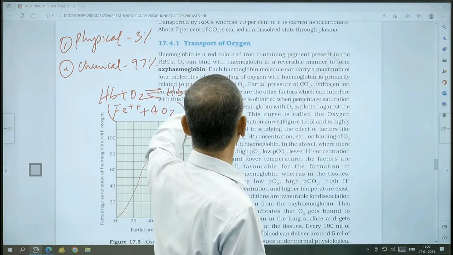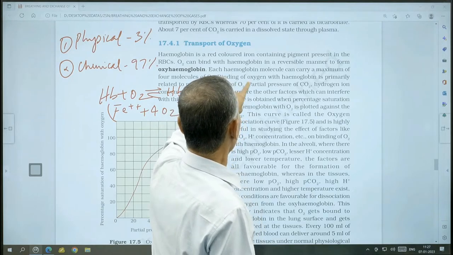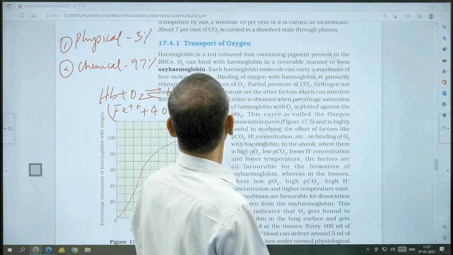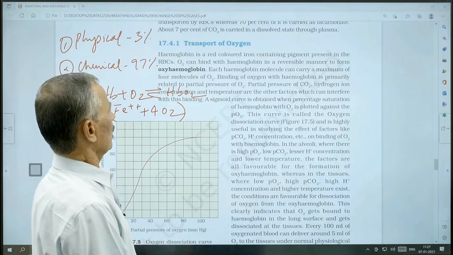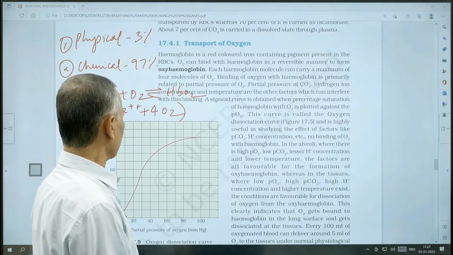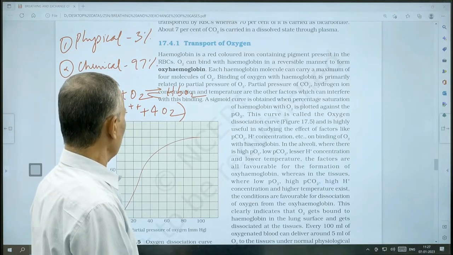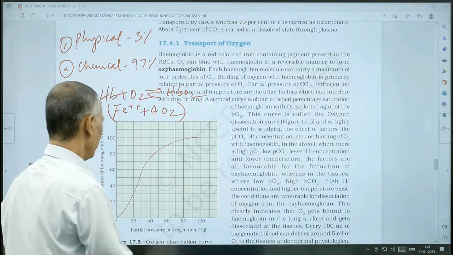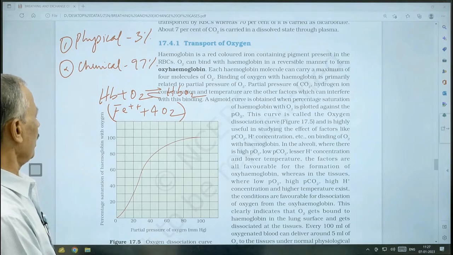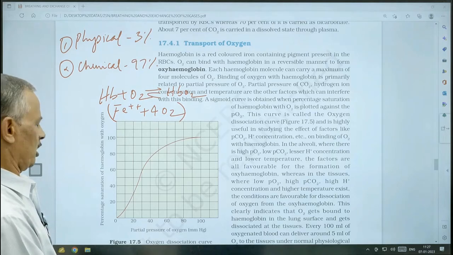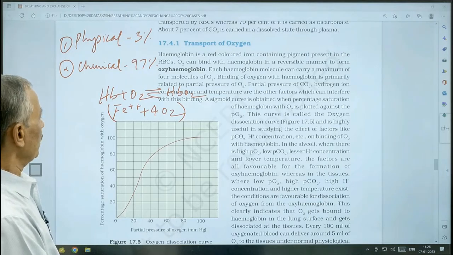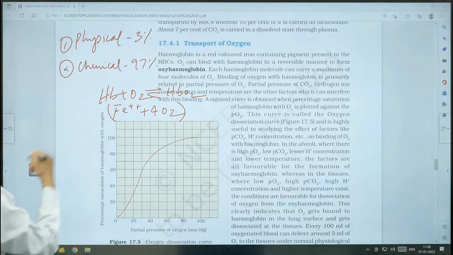Binding of oxygen with hemoglobin is related to the partial pressure of oxygen, and the partial pressure of carbon dioxide, hydrogen ion concentration and temperature are other factors. And the relation between hemoglobin and oxygen can be charted in the form of a graph called the oxygen dissociation curve. This curve is called the oxygen dissociation curve. All the factors present in the alveoli favor the combination of oxygen with hemoglobin.